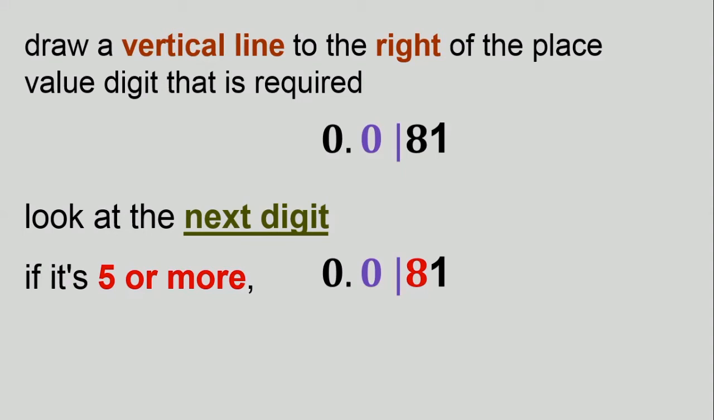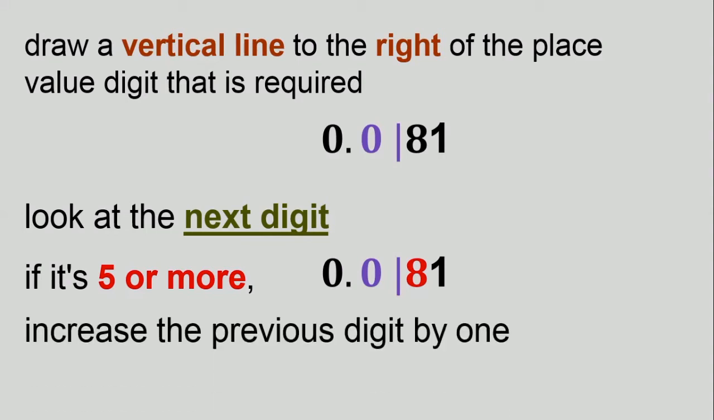What happens if this number is 5 or more? Increase the previous digit by 1. So the result for this number after rounding is 0.1. Why does it become 1? Because the next number after the 0 is 8, and this number is bigger than or equal to 5, so we increase the previous digit by 1. The result is 0.1.